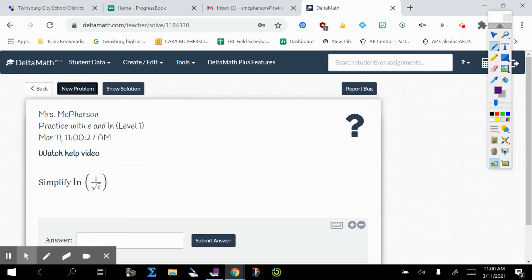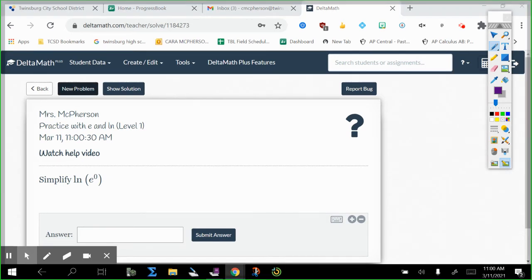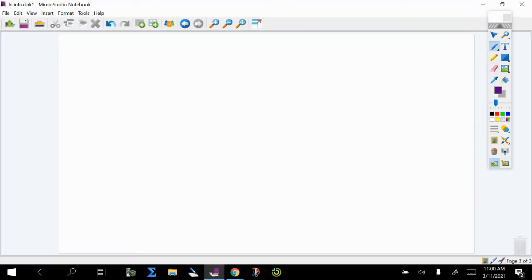Let's see. There's one other thing I want to talk about, and I wanted to see if it showed up here. This one. So this one, you should know that e to the 0 is 1, so you get the natural log of 1, which is 0. So again, we kind of have those things go hand in hand. The other thing that you should be comfortable with is log properties. So let's talk for a second about log properties.